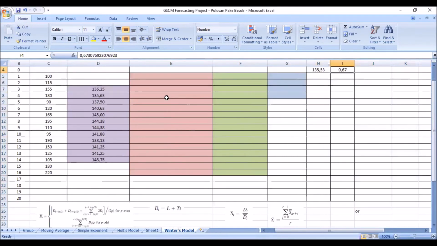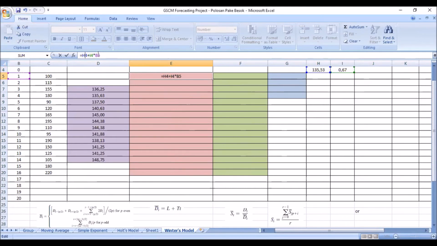And then after we have found the initial level and trend, we're going to find the regression of the deseasonalized demand using this formula, which is initial level plus trend multiplied by the corresponding period. So in this case, we just need to use the initial level plus trend multiplied by the existing period. After that, we just need to enter it.